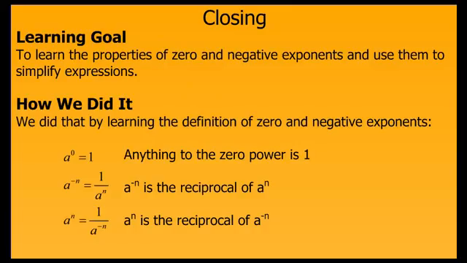In closing, let's review our learning goal. We wanted to learn the properties of zero and negative exponents. We did that by learning their definitions. Anything to the 0 power is 1. Anything raised to a negative power can be rewritten as 1 divided by that same base raised to that positive power, so writing it as the reciprocal.